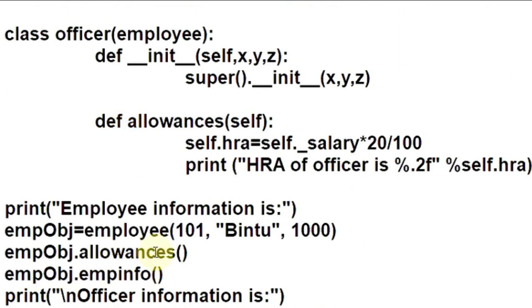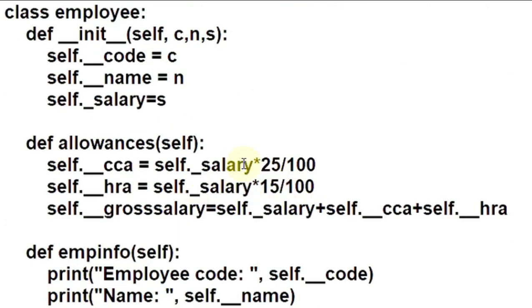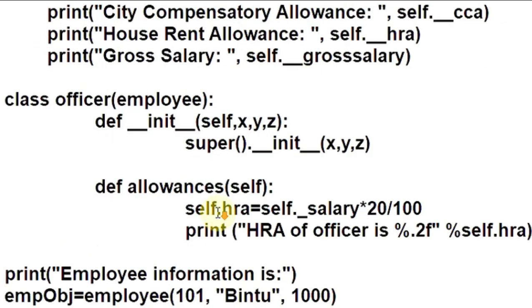It is invoking the allowances function of the employee class. Control will jump over here. You are calculating 25% of the basic salary as CCA, 15% of the basic salary as HRA, and gross salary, right? Where CCA, HRA and gross salary, all the three attributes are declared as private. You can see these two underscores, right? And as I told you, because salary is a protected attribute, it can be easily used in its own class and it can be easily accessed in the officer class also because it is inheriting this employee class. So these three things are calculated. Control will come over here.